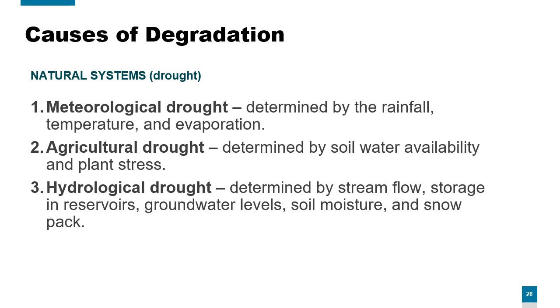we have the natural system also that causes degradation. We have the meteorological drought. So it is determined by the rainfall, temperature, and evaporation. So kung halimbawa wala ng ulan, of course, siyempre, ang ating natural environment or yung ecosystem natin, or yung biodiversity is of course maaapektuhan, and of course maraming mga species ang mamamatay, di ba?